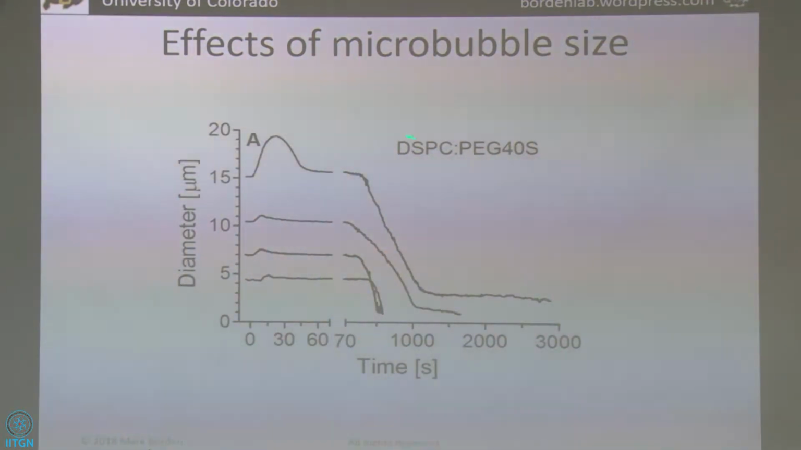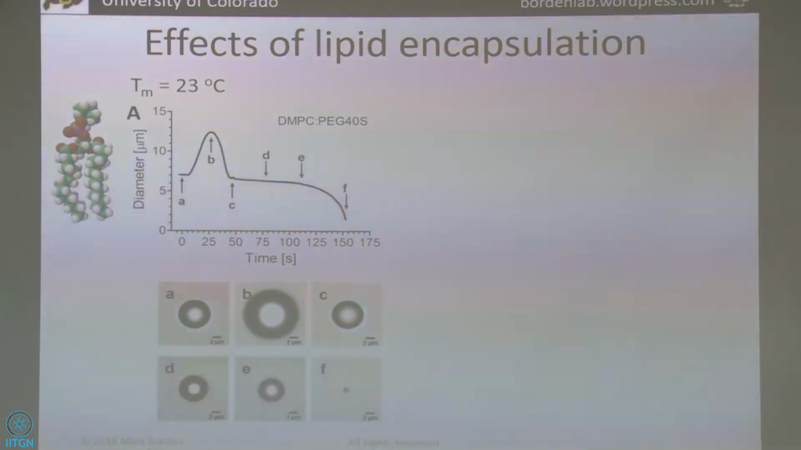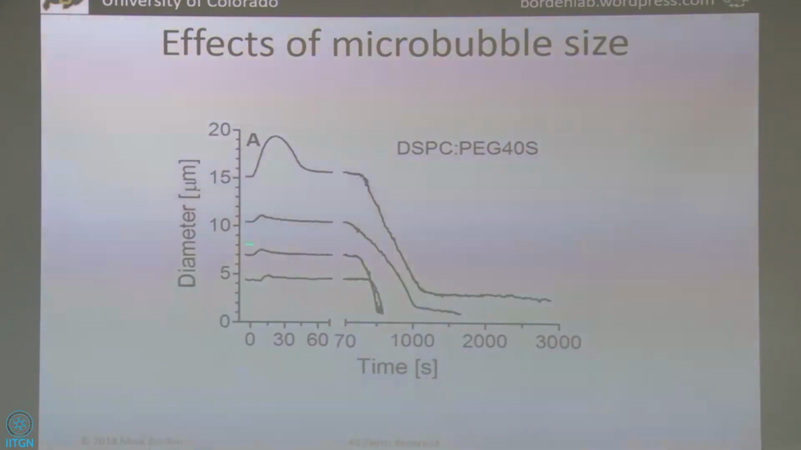So this shows DSPC for different initial sizes. I showed you one that was initially about 7 microns in diameter, so around here. We also looked at ones at 10, 15, and so on. Now these larger ones exhibit behavior more like the DMPC. They grow a lot and then shrink back close to their original size, and then restabilize. You can see it restabilizing again here.